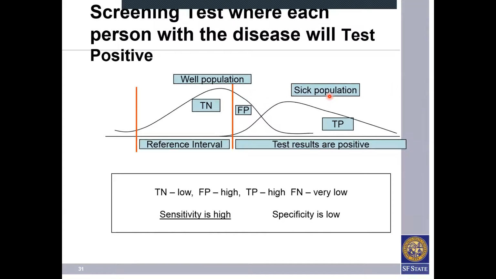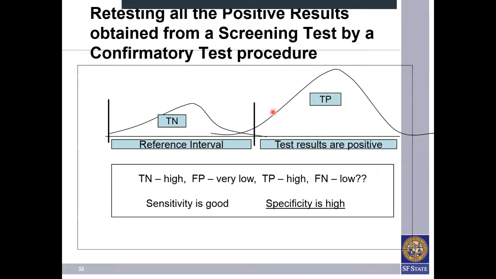Then afterwards, I can have a confirmatory test. So I take all the positive results from my screening test, do a confirmatory test, and that one is going to have higher specificity. And as a result, I'm able to get rid of all of my healthy patients that tested positive, and I'm left then with my true positives. So this is a method that you can use.